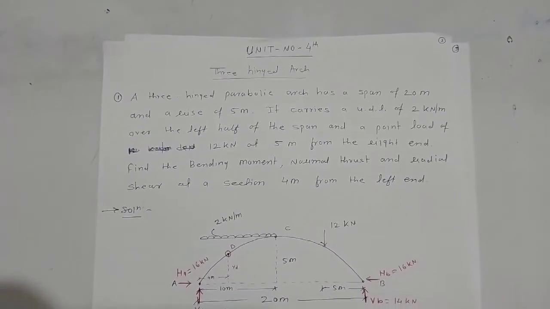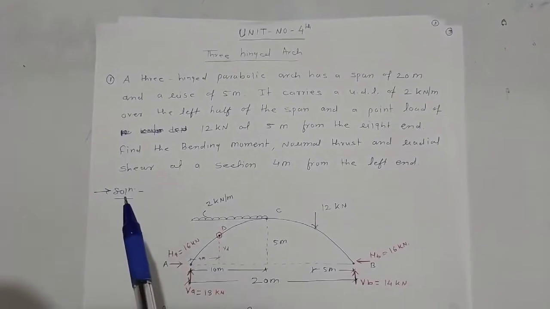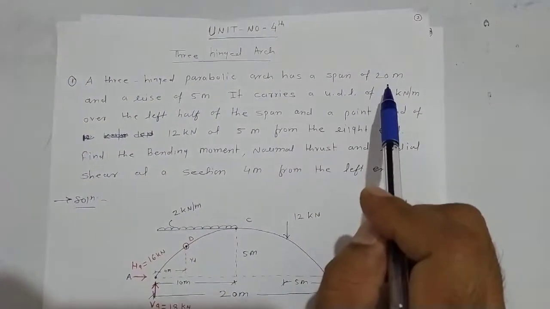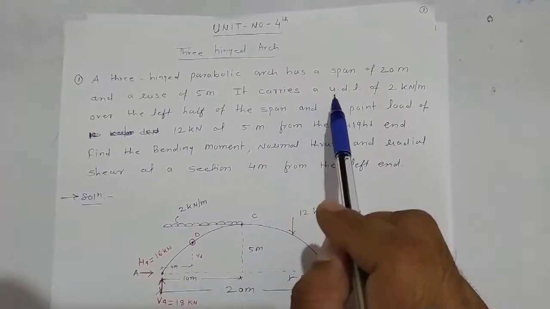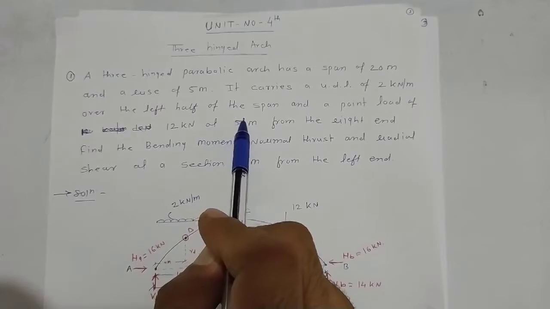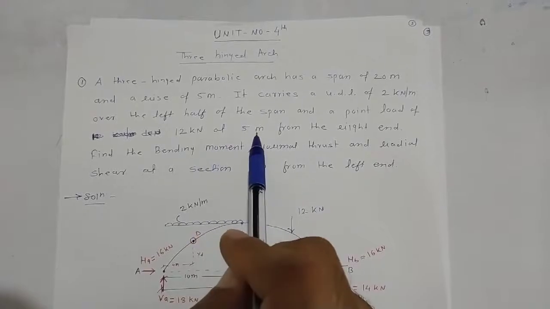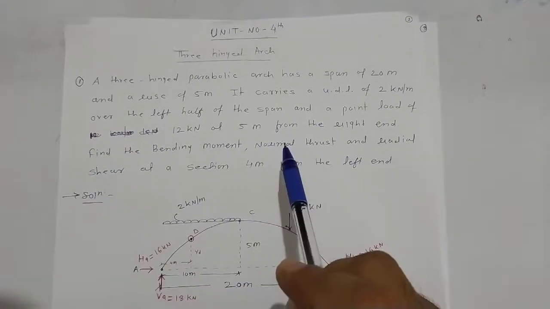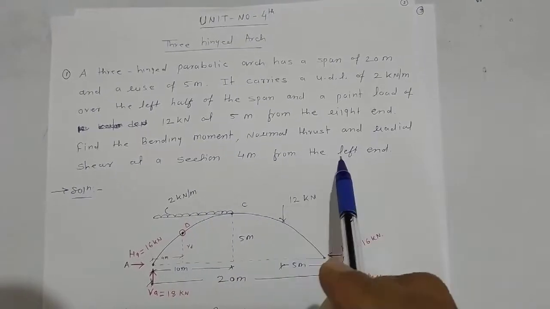Hello. So this is the first problem of three-hinge arch. Let's read the first problem. A three-hinge parabolic arch has a span of 20 meter and a rise of 5 meter. It carries a UDL of 2 kN per meter over the left half of the span and a point load of 12 kilonewton at 5 meter from the right end. So find the bending moment, normal thrust and radial shear at a section 4 meter from the left end.